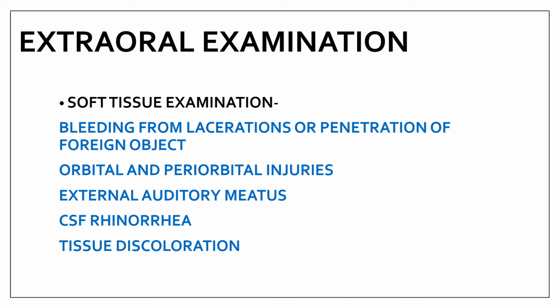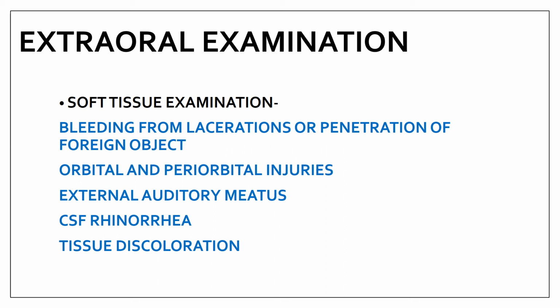The next is the external auditory meatus. TMJ injuries or middle cranial fossa injuries may manifest as bleeding from the external auditory meatus. If you know the signs and symptoms, the clinical features of that particular trauma, then you can easily detect what the case is.